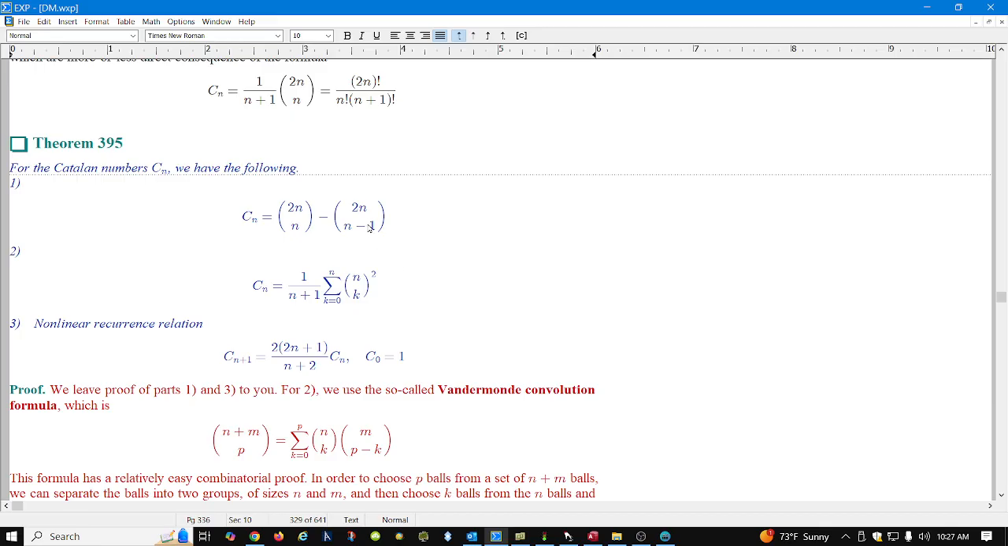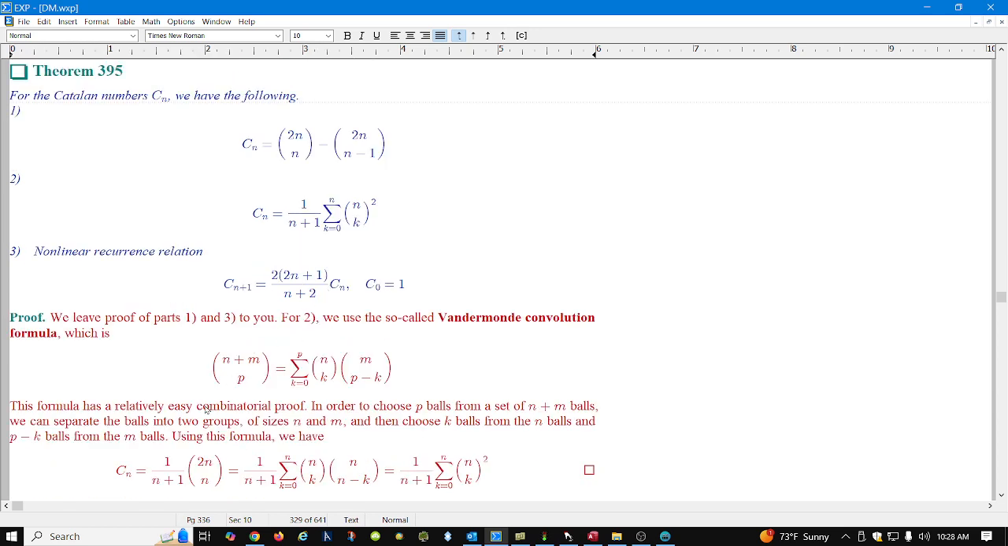And I'm going to leave proof of parts 1 and 3 to you and prove just part 2. And that is done by using a relatively famous formula called the Vandermonde convolution formula for binomial coefficients, and it looks like this. And this formula has a rather easy combinatorial proof.